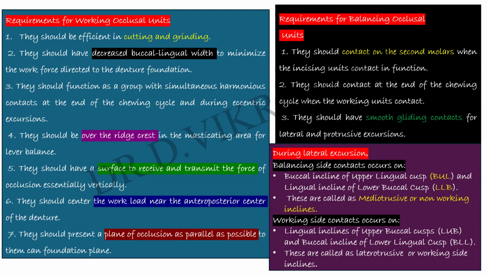So over here, a much clearer diagram can be drawn. Suppose this is the maxillary and this is the mandibular one. So the buccal incline of the mandibular one and the lingual incline of the maxillary buccal cusp will be contacting, and this is called the working side contact, and vice versa on the balancing side or non-working side.